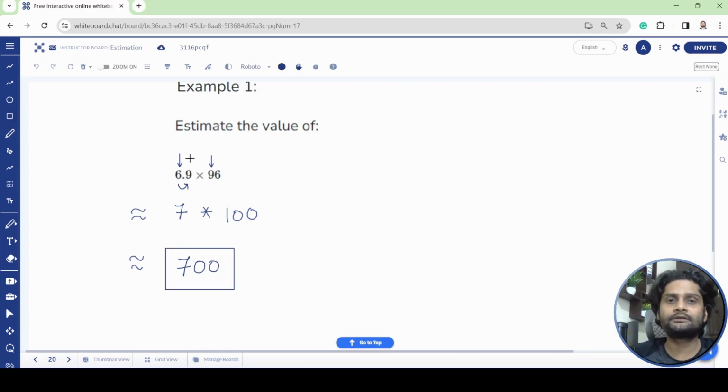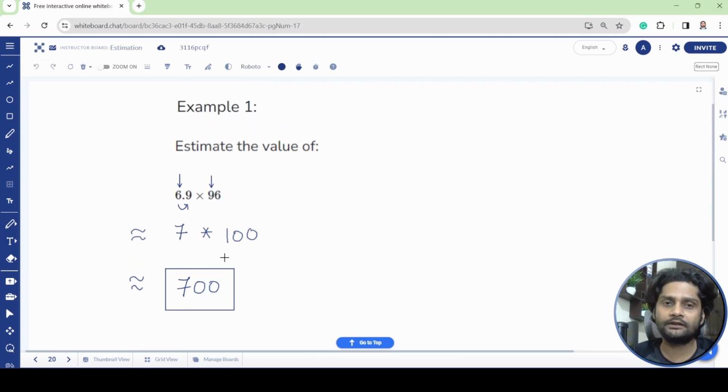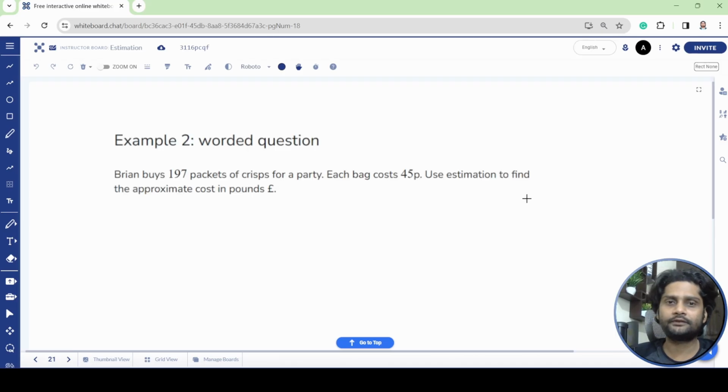Rather than performing the entire multiplication accurately, we just estimate, and we can easily handle these simpler values, multiply, and estimate. Let's take an example where we have a word problem. The question says Brian buys 197 packets of crisps for a party. Each pack costs 45p. Use estimation to find the approximate cost in pounds.